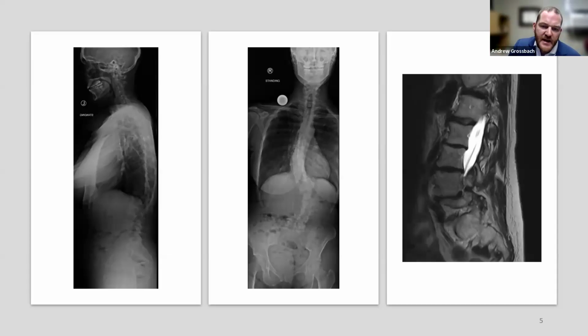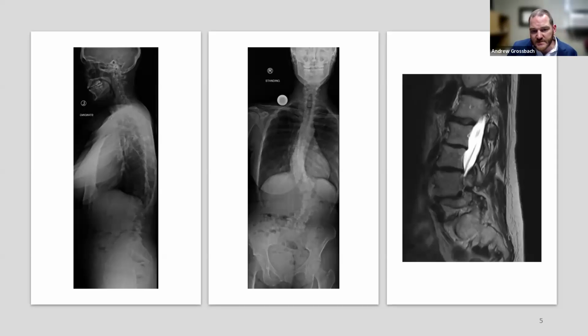My big worry here, and the reason I showed this case, is because obviously to correct this coronal deformity is going to require multiple osteotomies, posterior column osteotomies. And what I don't want to do is lay this patient on the table, do a bunch of SPOs, correct the coronal deformity, and then cause a hyperlordosis in the lumbar spine.